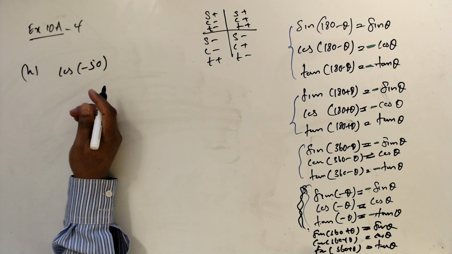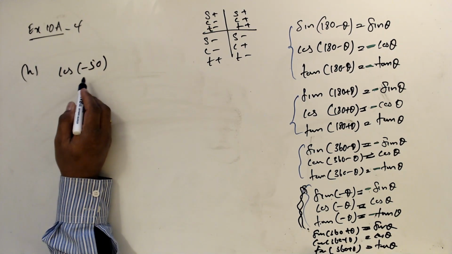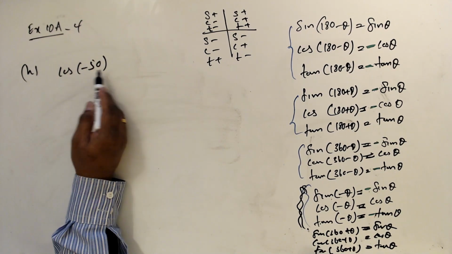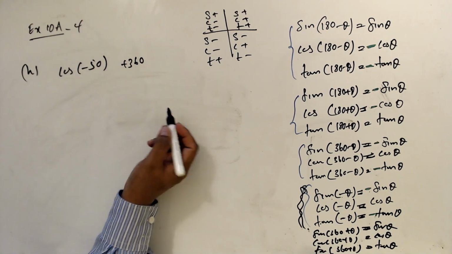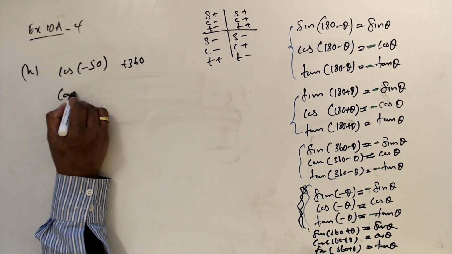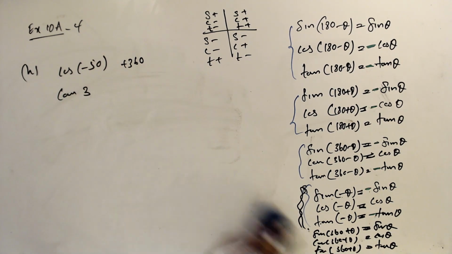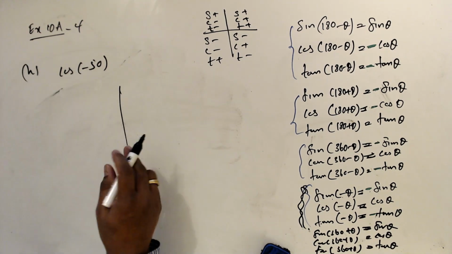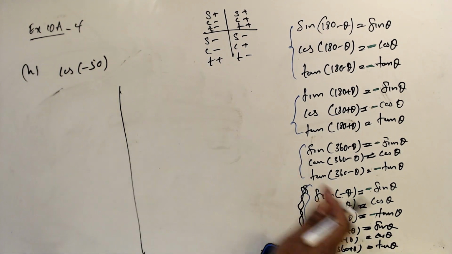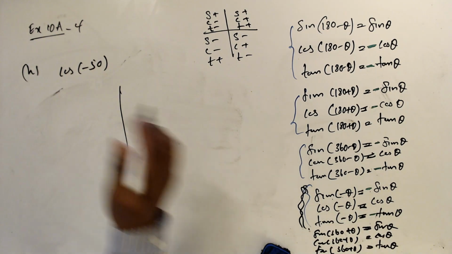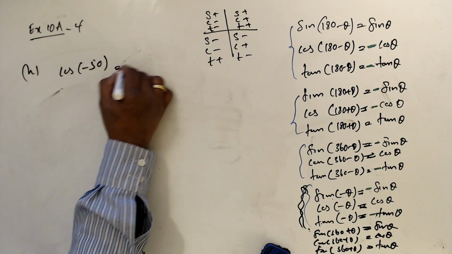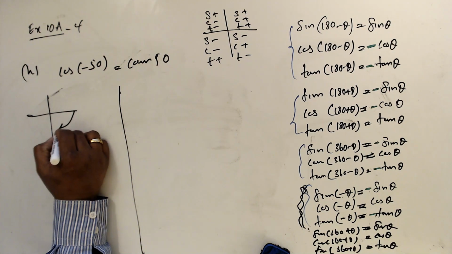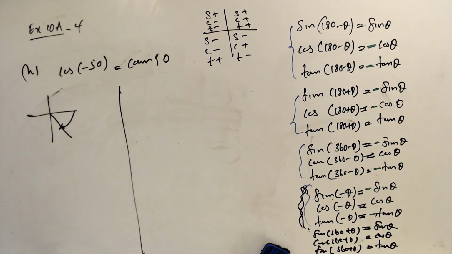H is cos minus 50. First of all, we will bring this to positive, because with minus it is risky. So I will add 360: minus 50 plus 360. Okay, actually we have a short method. What is cos minus 50? 50 is acute. If it is acute, cos minus theta means cos theta. Simply, the answer is cos 50. Minus 50 is in the fourth quadrant, and in the fourth quadrant cos is positive.